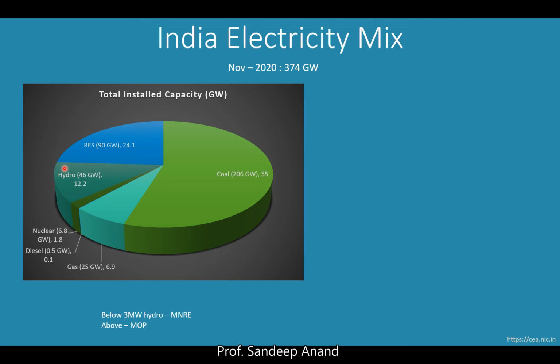just for representation, wherever you would see the Indian installed capacity, the larger hydro, which is more than 3 megawatt, is shown separately, as the other smaller hydro becomes a part of RES. This RES obviously includes solar, wind, biomass, etc. If you see thermal, it's about 55 plus 7, so it's about 62% of the installed capacity.